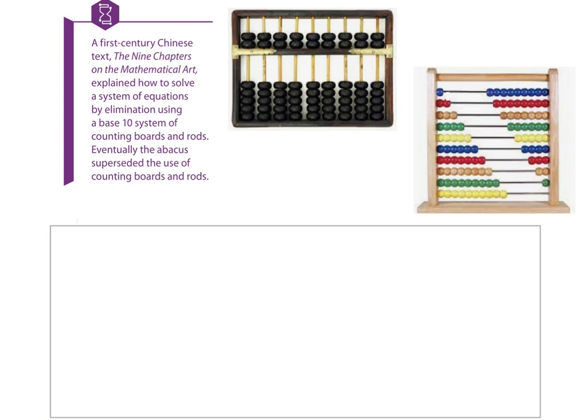I just thought this was an interesting piece here where systems of equations were originally solved using base 10 systems with counting boards, which led to the abacus, which is really a cool way of multiplication and everything else. But we have certain ones that represent ones, tens, hundreds, and your places. And you may remember these from elementary school.